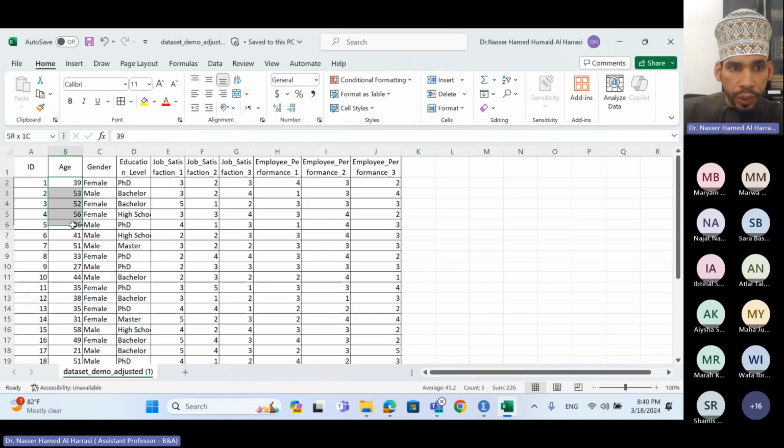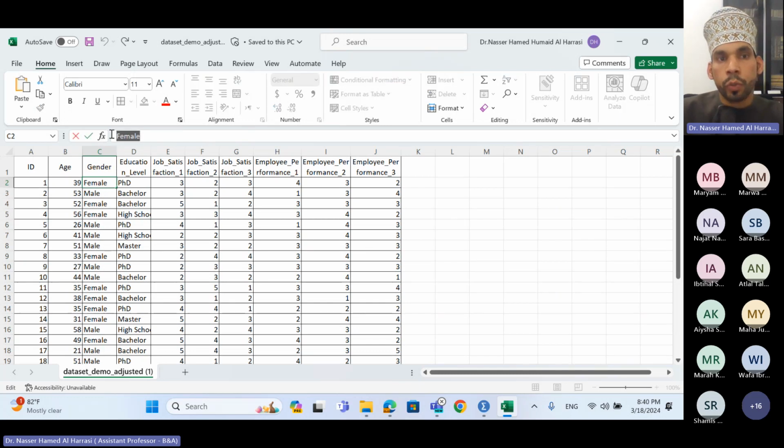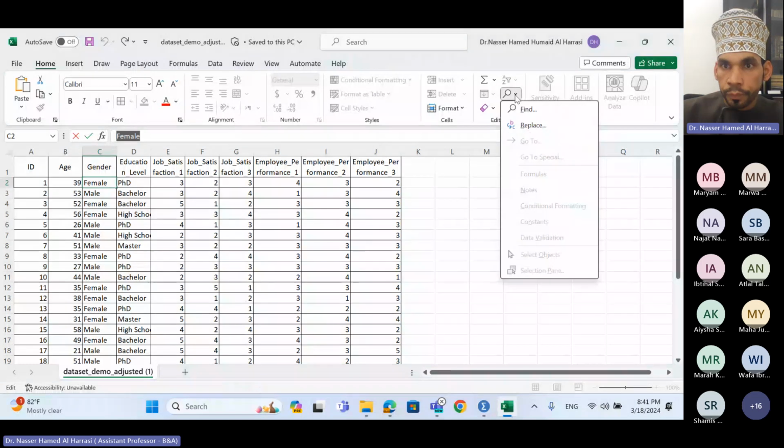The age is already a number, so no need to change it. But we are going to move to the gender here. For gender, we have female and male. First of all, we need to change female into a number. What we will do is make female equal to number 1 and male equal to number 2. So we are going to do this here in the Excel sheet exactly. Click here, click on replace.